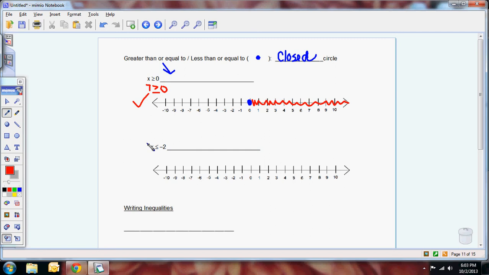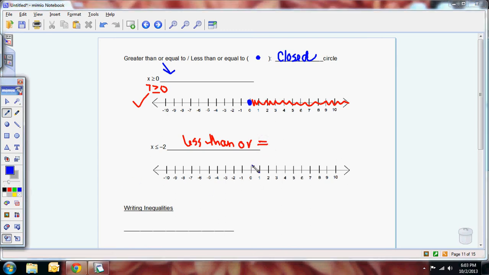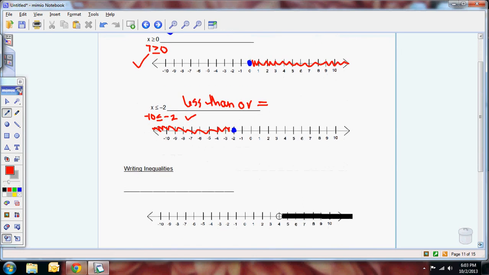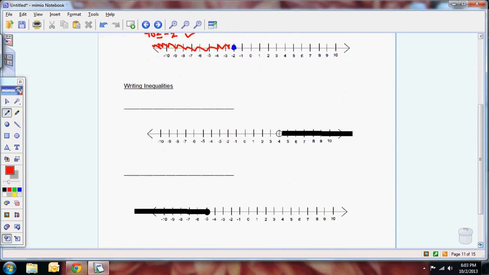And last one, x is less than or equal to. I'm going to have a closed circle at negative 2, because it could be equal to that. And everything less than that is going to be on this side. So let's try it. We have negative 10 is less than or equal to negative 2, and that checks out. So that's just to practice graphing, what it's going to be looking like. You're going to be doing a lot of that in the next few sections.